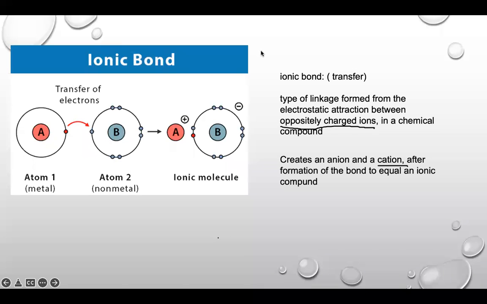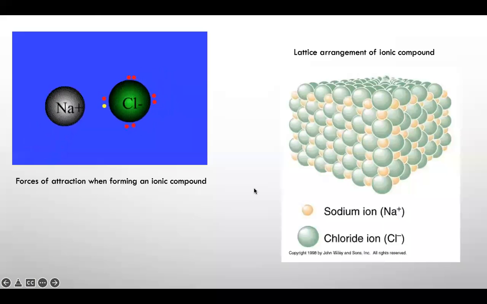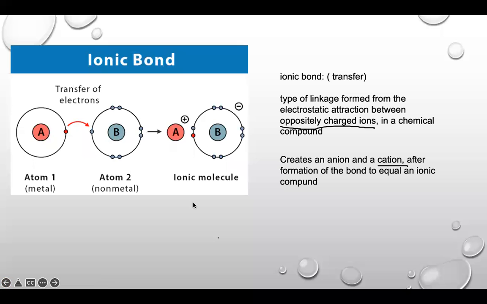An ionic bond is basically the transfer of electrons from one atom to the other. Ionic bonding usually occurs between a metal and a nonmetal by transferring of electrons. This creates a negatively charged atom and a positively charged atom.